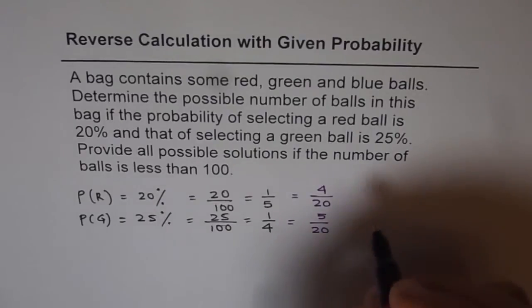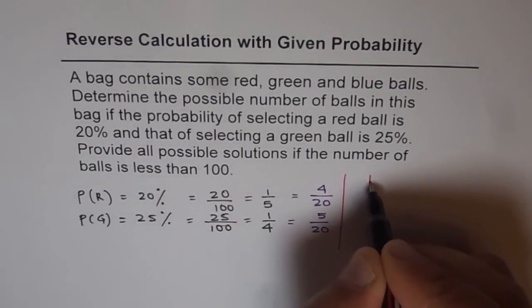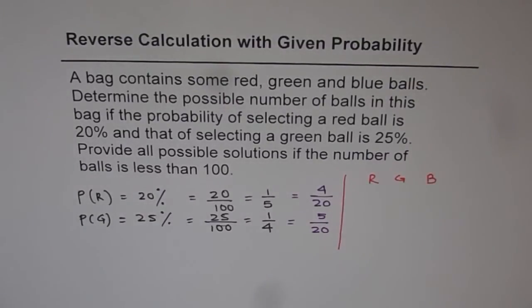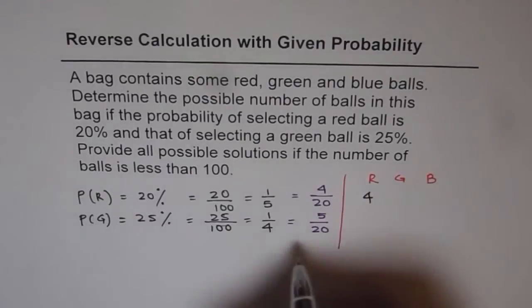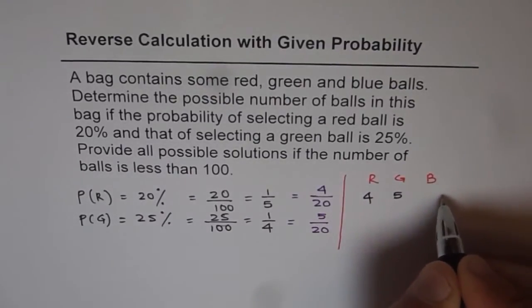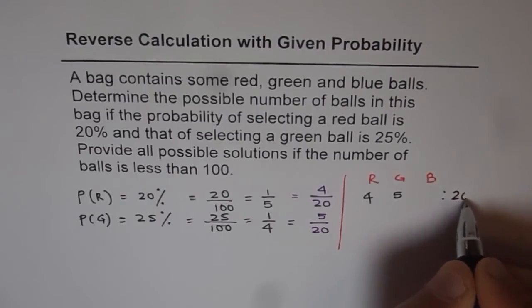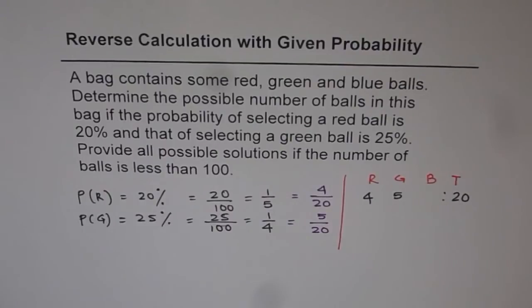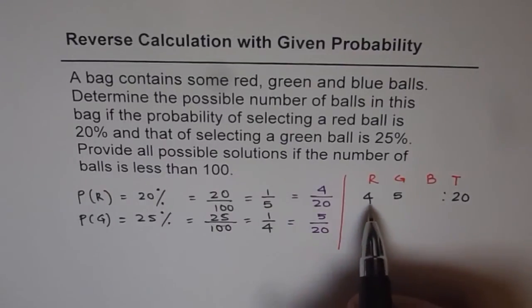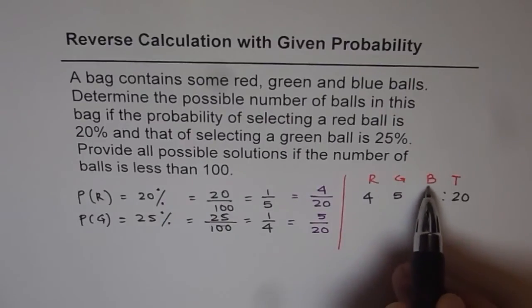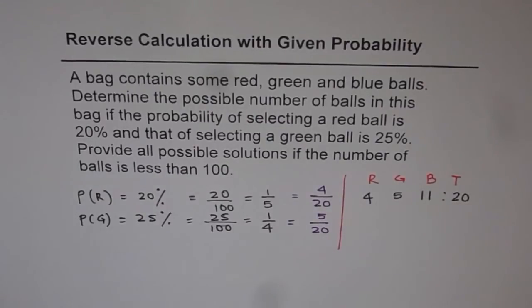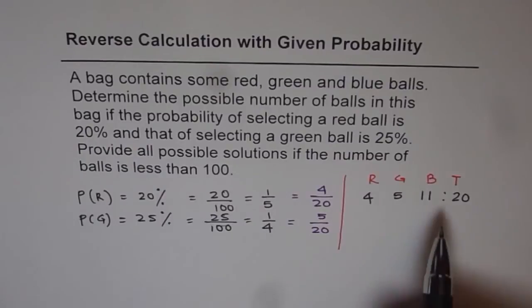So from here we can give you the combination, and the combination is red, green and blue, right? Now from here we get that red should be 4, green should be 5, and the total is how much? Total is 20, right? Let me write total number of balls here, T, right? So if the total is 20 and we have 4 red and 5 green, how many are blue? 20 minus 9, that is 11, right? So we have 11 blue balls. This is when there are 20 balls.